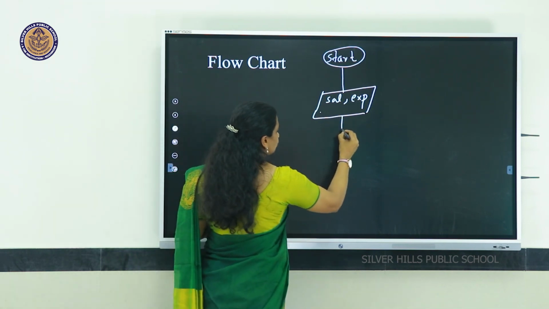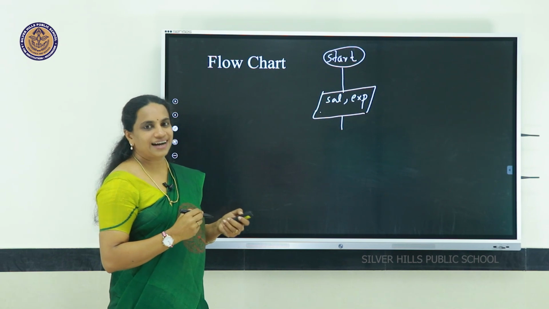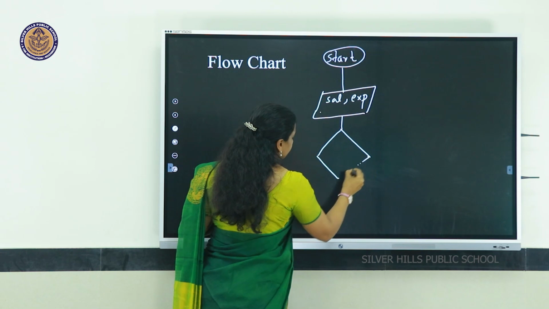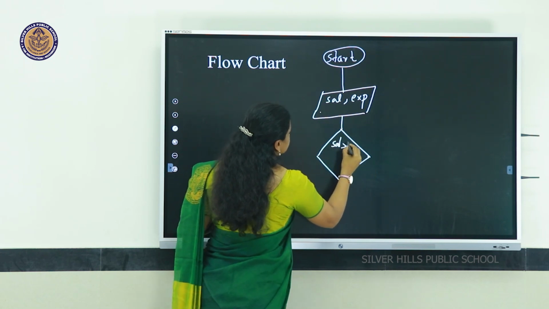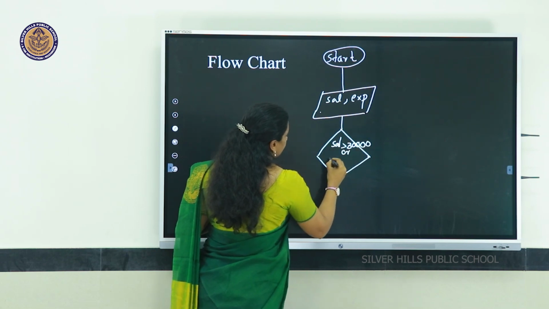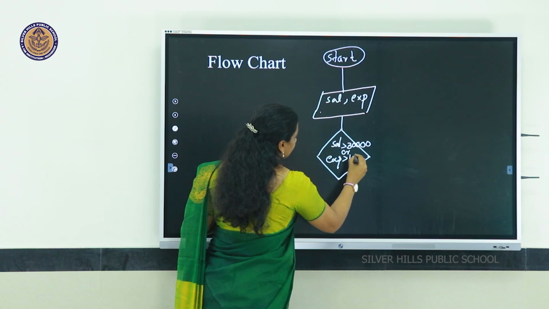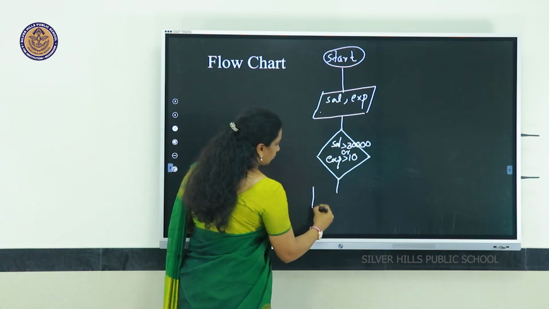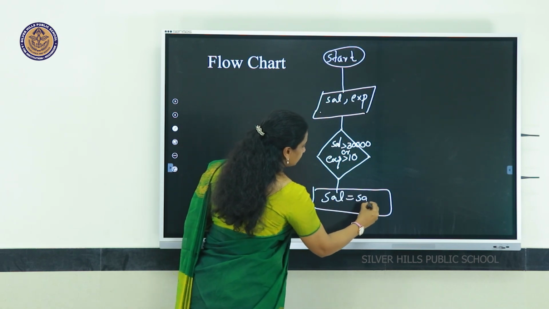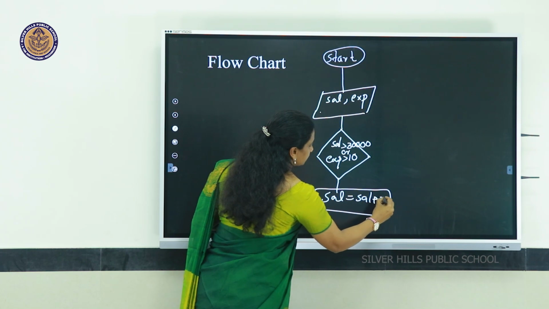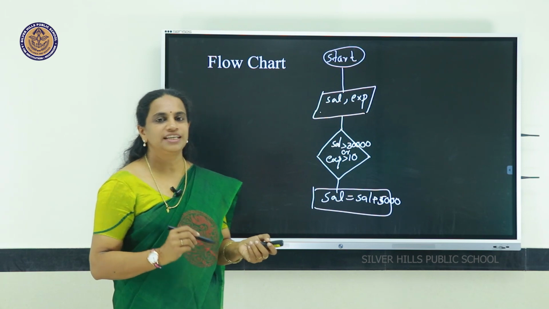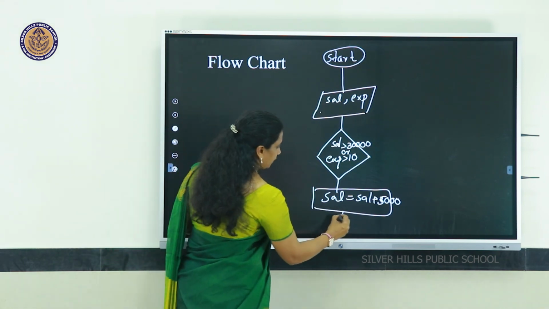Then what you have to do? Okay, you have to check the condition. If condition means if the salary is greater than 30,000 or experience greater than 10 years, what we have to follow? That is, give him an increment, that is salary is equal to salary plus 5,000. Okay. And after that what we have to do? We have to display the details by using that parallelogram.